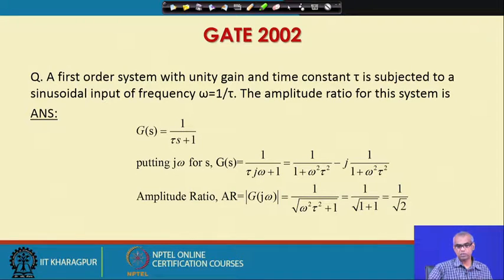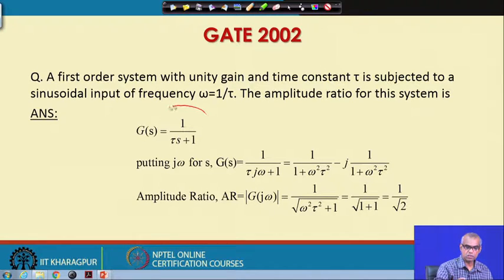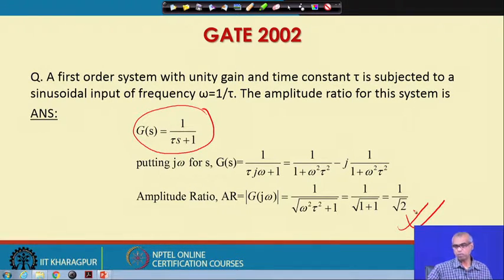The first order system with unity gain and time constant tau has transfer function G(s) equal to 1 by tau s plus 1. Put j omega in place of s, and then you can find out the amplitude ratio as 1 by square root of 2.